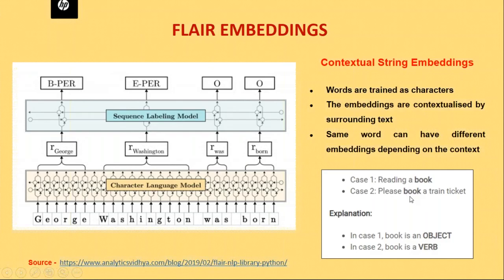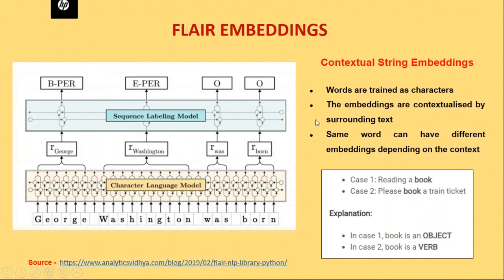When you use static word embeddings like GloVe, you will be getting the same word embedding for the word book in sentence 1 as well as in sentence 2. But this should not be the case. So while you use contextualized string embeddings, you will be getting different word embeddings for the word book in the first sentence as well as in the second sentence based on the context.